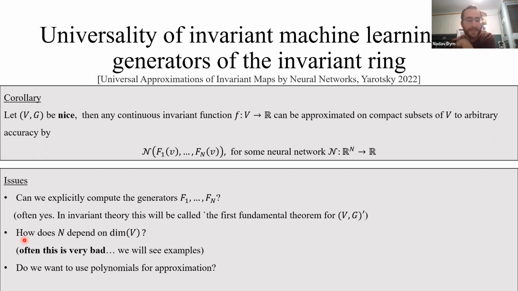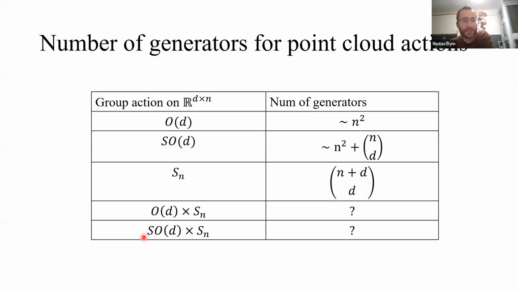Another question you could ask is whether you really want to use polynomials for approximation. We're making an attempt here using a neural network to be modern and use what people use, but these polynomials are not something that is very often used in practice, probably for good reason. We'll see a little bit about that later. But for now, let's mostly ignore that point.